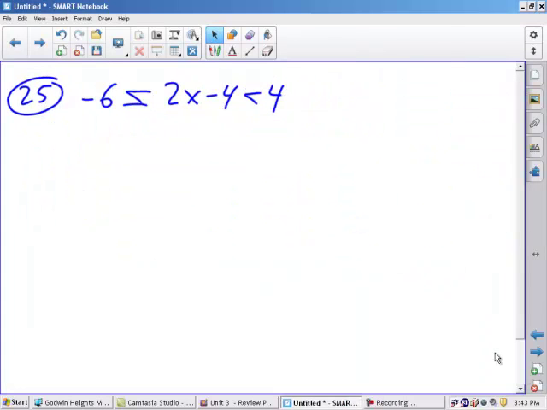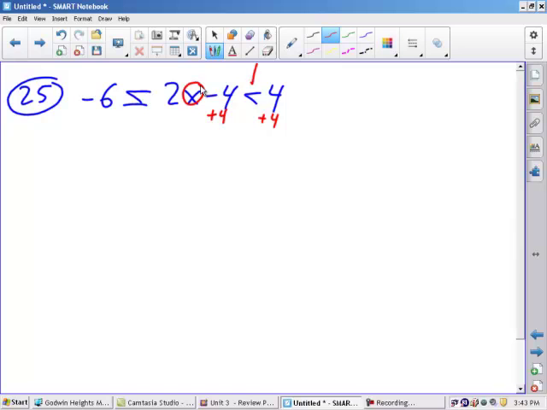Number 25, you have a compound inequality. You want to figure out what the solution is and go ahead and graph it. Normally, to get x by itself, you'd add 4 to both sides of the inequality. But there are two different inequality symbols, I want you to notice that. So I not only have to add 4 to the right side, I also have to add 4 to the left side. So in the middle, negative 4 and 4 cancel out.